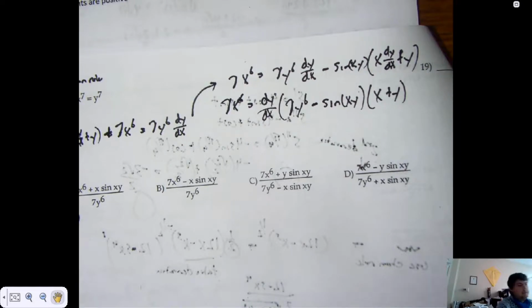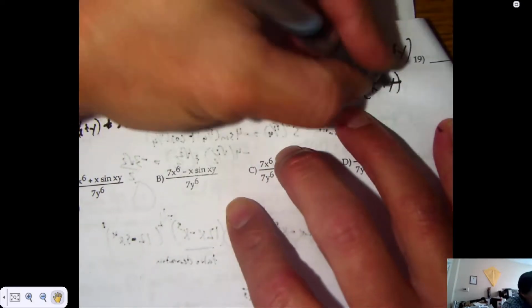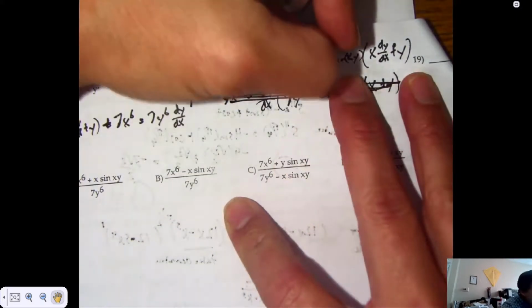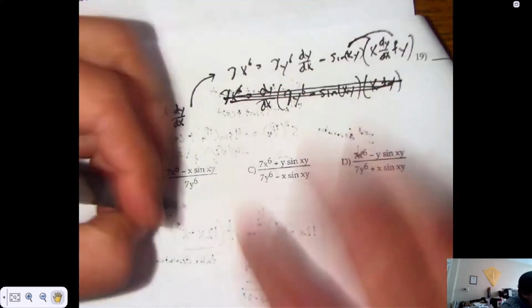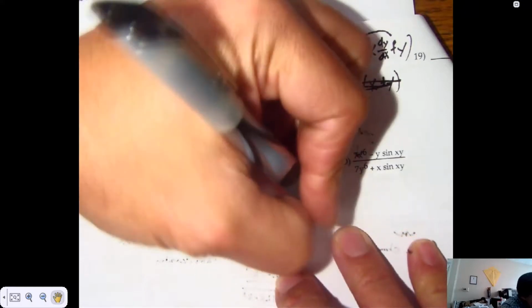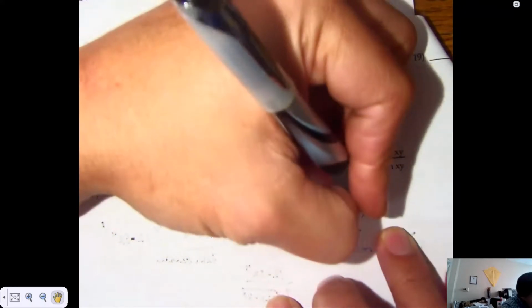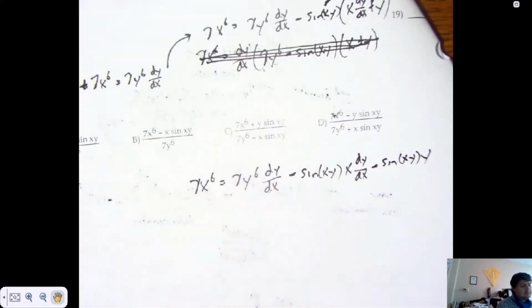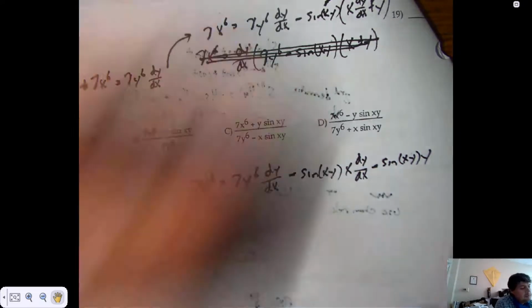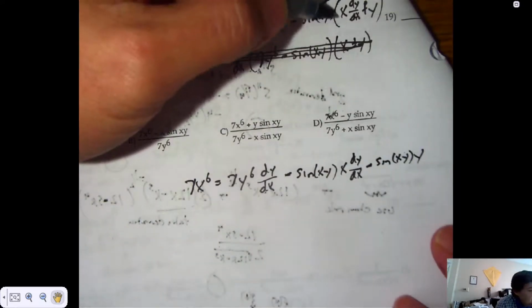I really shouldn't have done that line. I was trying to do something ahead of time and I should not have done that. I do need to distribute this or I'm just not going to arrive at the right answer. So let me carry that down and distribute. So minus sine xy x dy dx minus sine xy y. All right, this will look better. It should be the right answer. And I probably could have gotten it up here, but I just wasn't seeing it in my head.